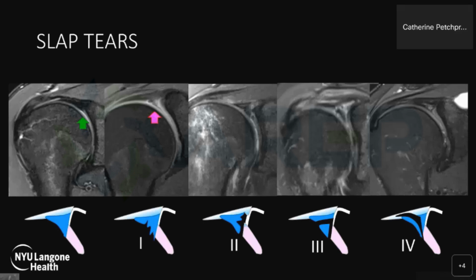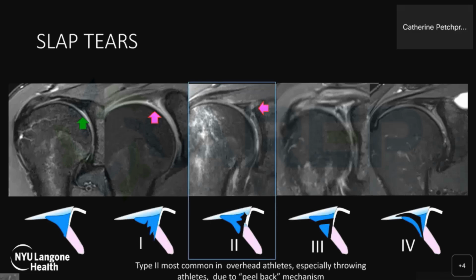Here is a type 1 tear, which is the result of fraying of the free edge of the labrum. With type 2 tears, we have not only a tear at the base of the labrum, but a tear that dissects into the glenoid attachment of the biceps tendon. Type 2 tears are more common in overweight athletes due to excessive torsion on the biceps labral complex, which peels back and detaches it from the bone.